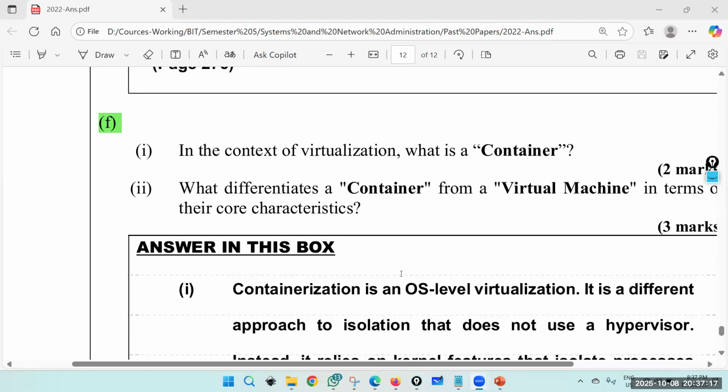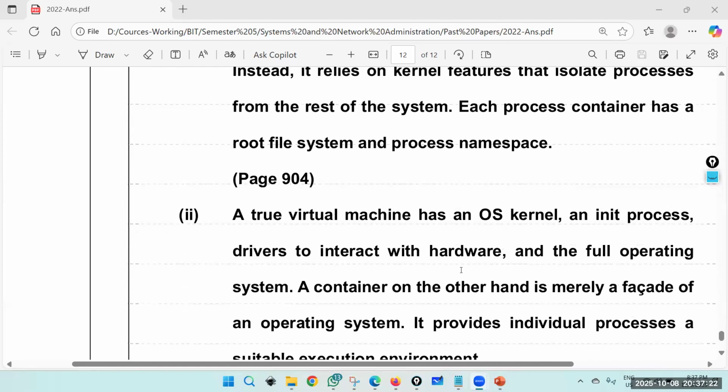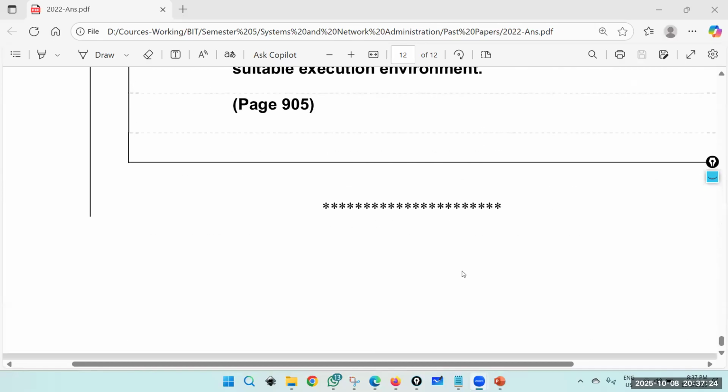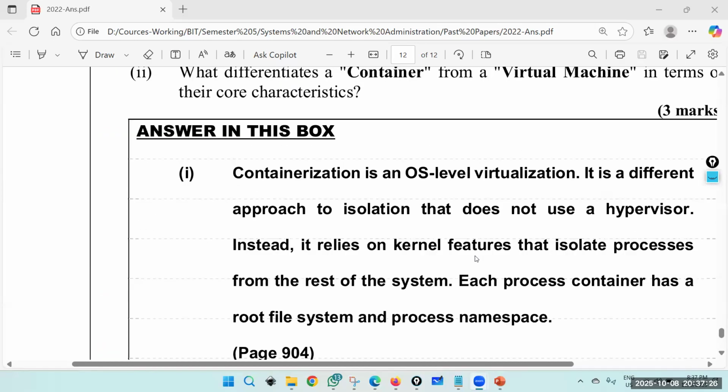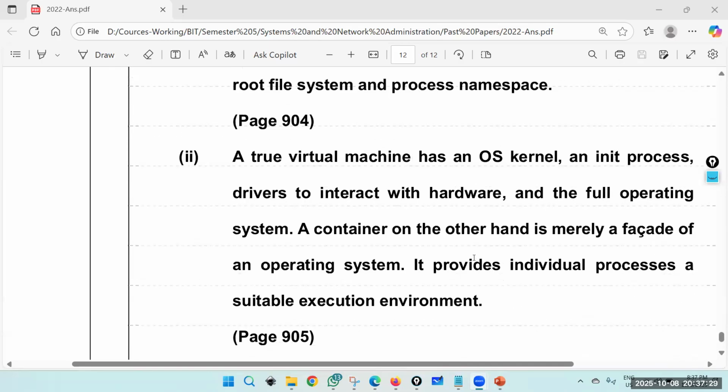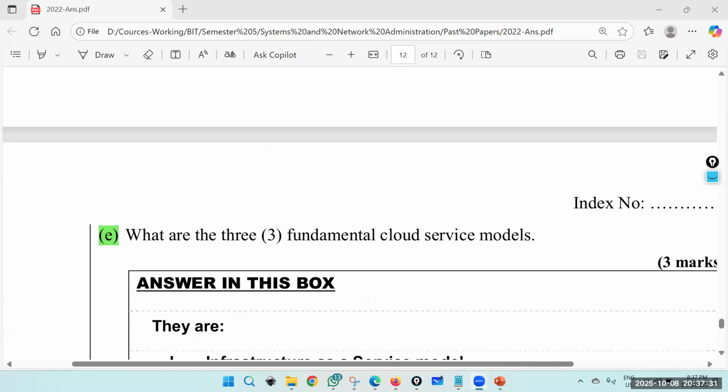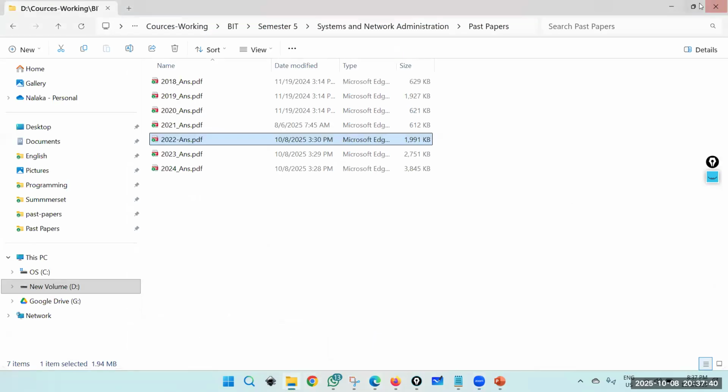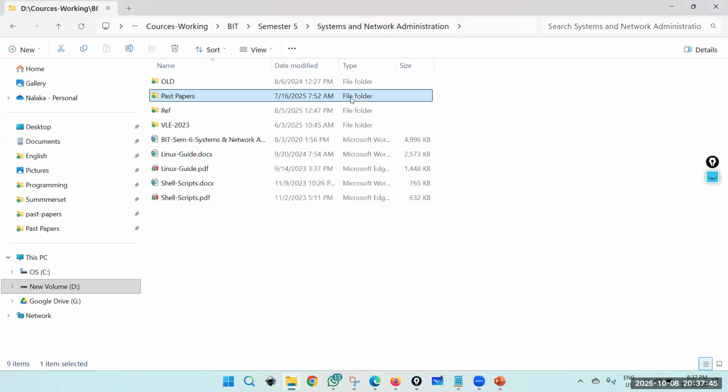So then, of course, the second part is the container versus virtual machine. Right. So that's it. Okay. So you need to go through the reference materials as well, because you can see that the examiner just refers to the reference book. Right. So I will quickly go through your UCSC note also.